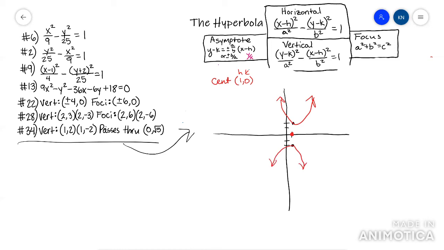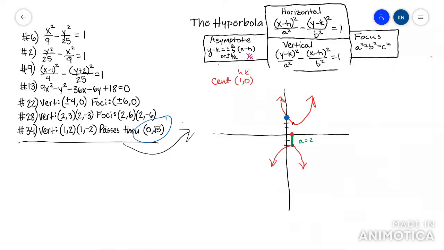But then they tell me that it passes through this point (0, root 5). That's like, we'll call it here. And that's all the information they give us. Well, by them giving us this distance, they gave us a was 2. Which means if you're using an equation like this, the a squared is going to be 4. So that's a decent start for information.